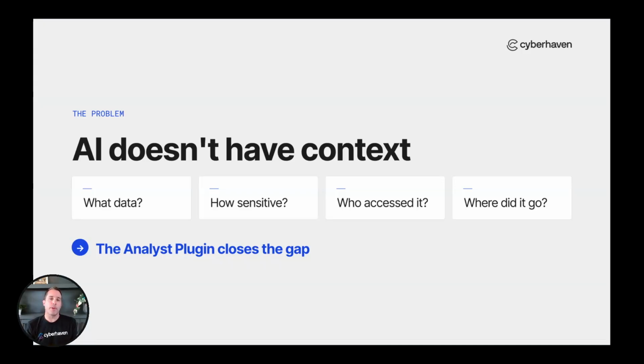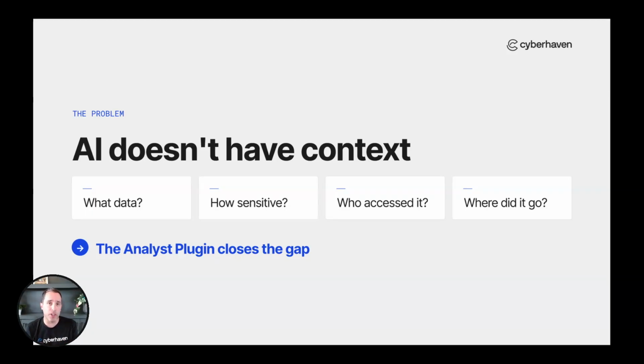Now, your analysts are probably already using AI agents like Claude Code and Codex today, and they're not just asking one-off questions. They're running real investigative workflows, like pulling data together, correlating across sources, working through an analysis step by step. And for that, these agents are genuinely capable. The problem is they have no real visibility into your environment, so they don't actually know what's happening with your data.